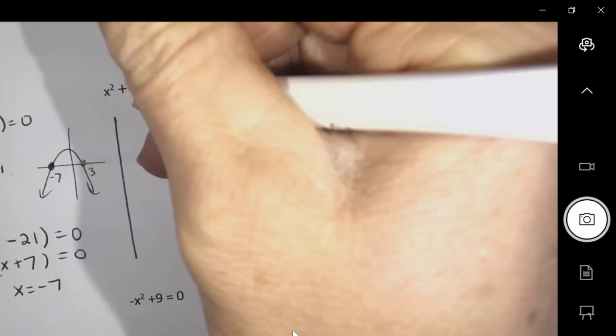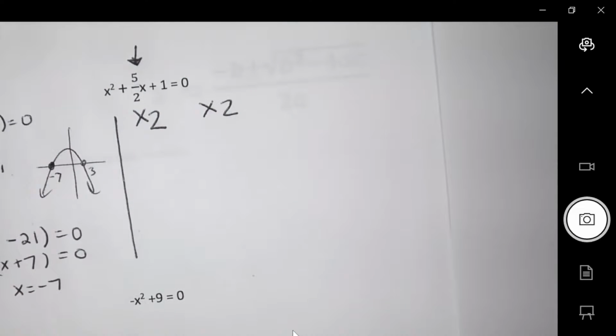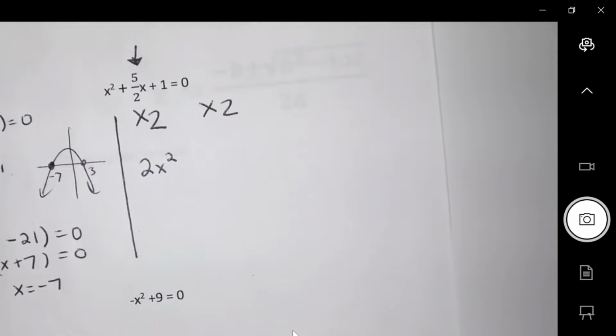Multiply by 2. So in algebra, if you do something, you have to do it to everything, just to make it balanced. Okay, so 2x squared. What is that going to change to if I do 5/2 times 2?